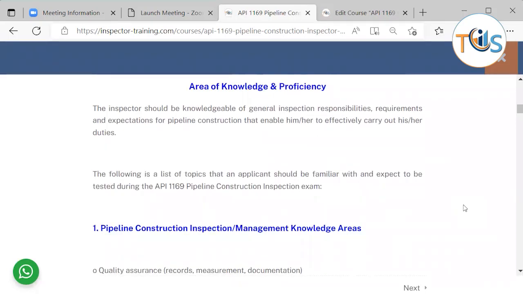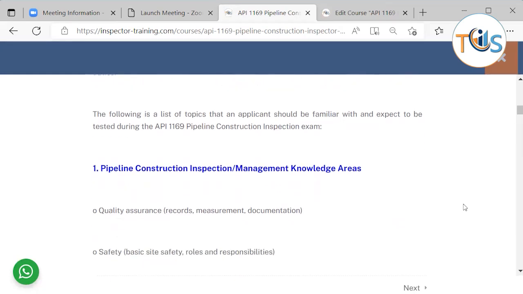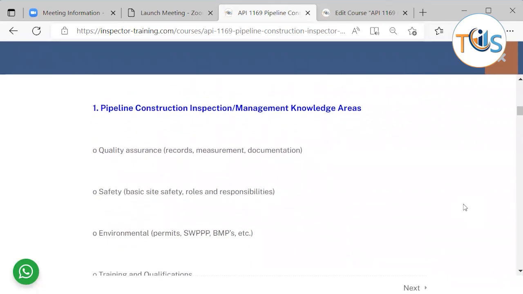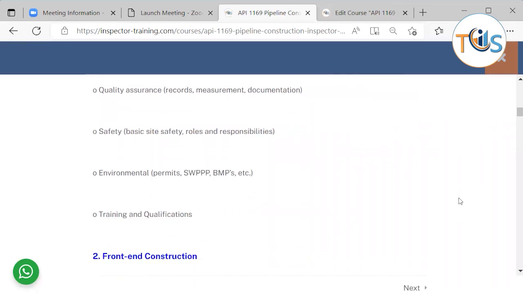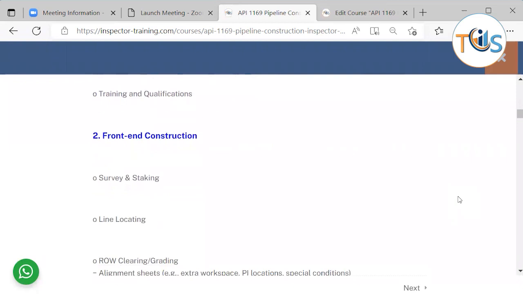Area of knowledge and proficiency. The inspector should be knowledgeable of general inspection responsibilities, requirements, and expectations for pipeline construction that enable him or her to effectively carry out his or her duties. The following is a list of topics that an applicant should be familiar with and expect to be tested during the API 1169 Pipeline Construction Inspection exam. 1. Pipeline Construction Inspection Management Knowledge Areas. So that includes quality assurance, safety, environment, SWPPP, training and qualifications.